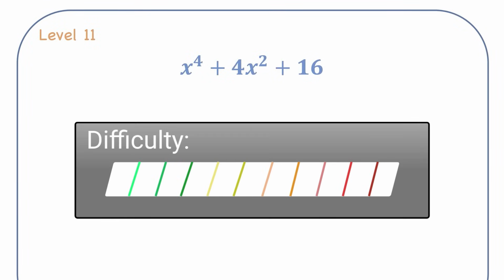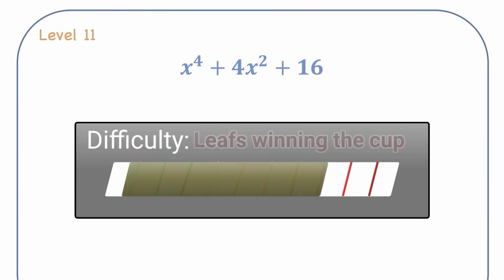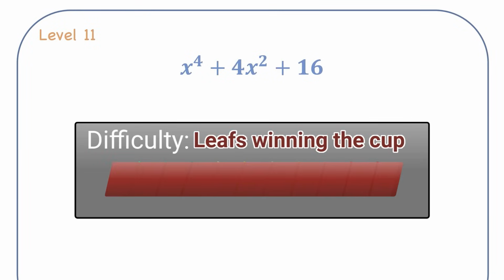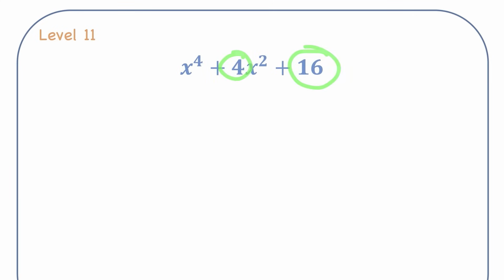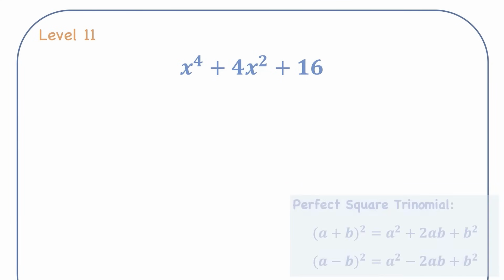Level 11. For this trinomial, you might try a sum and product factoring method, but nothing multiplies to 16 and adds to 4. But what you should notice is that this expression is awfully close to being a perfect square trinomial.